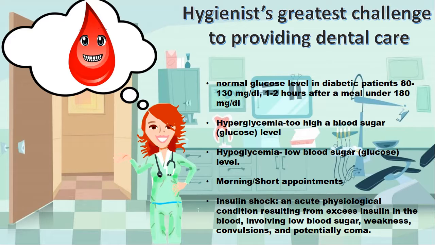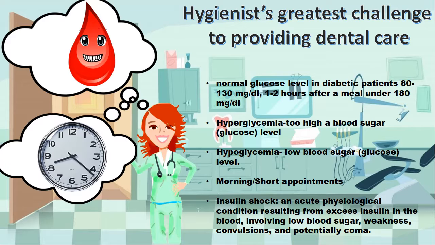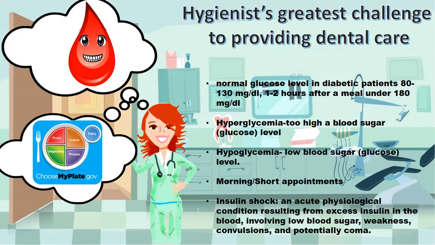To help prevent patients from having a hyperglycemia episode, the hygienist should pre-treat the patient with medication and possibly a sedative. To prevent the patient from having a hypoglycemia episode, hygienists should schedule the patient in the morning while the glucose levels are high and the insulin activity is low. It is our job to advise patients to eat a healthy meal before the dental appointment.